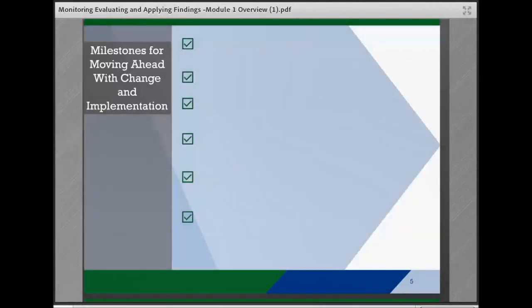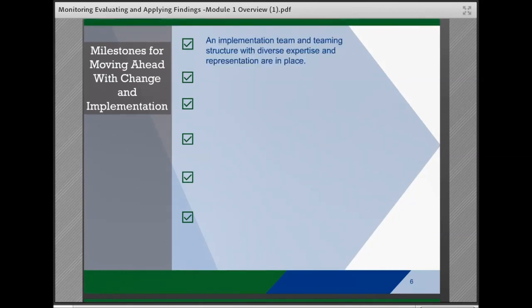Before digging in, let's check in on a few key milestones teams should have in place as they begin looking at monitoring, evaluating, and applying findings. They should ensure that the team is formed with diverse expertise and representation to guide the change and implementation process. This includes ensuring you have the necessary expertise or support, such as staff or partners.